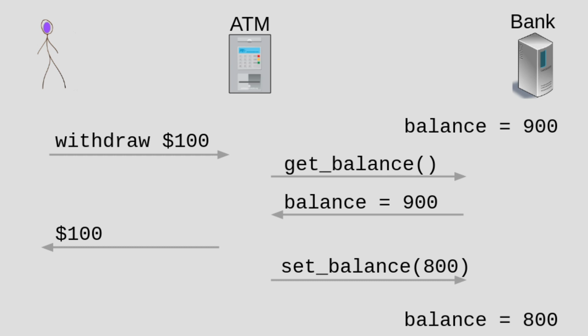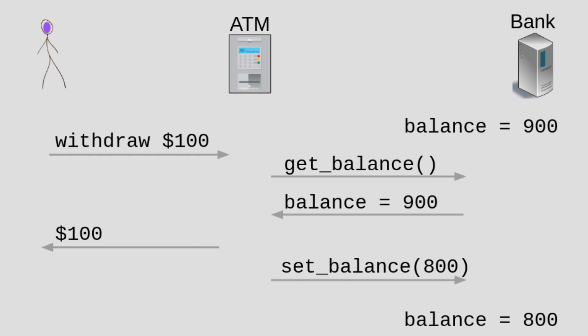Let's say Purple has a bank account and uses an ATM to withdraw cash. So Purple walks up to the ATM and says they would like to withdraw $100. The ATM has to query the bank to see what the balance is for Purple. So the ATM sends a query, get balance, to the bank. The balance at the bank is $900, so the bank sends back to the ATM, balance equals $900. The ATM will do some check. Is the amount requested $100 less than the balance available? And it is. And so then the ATM sends $100 to Purple.